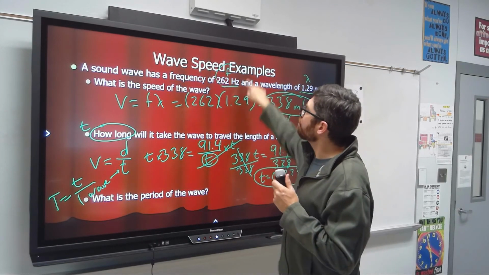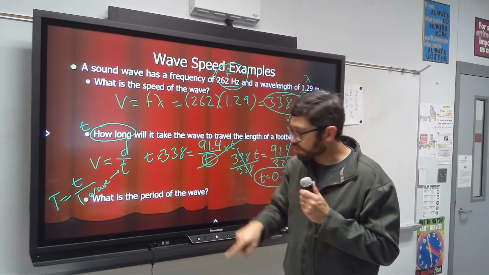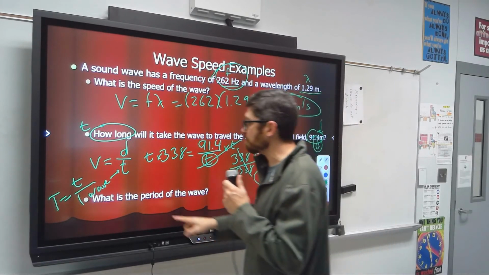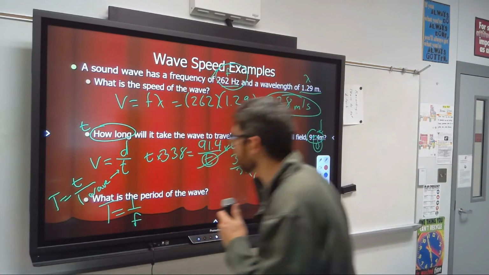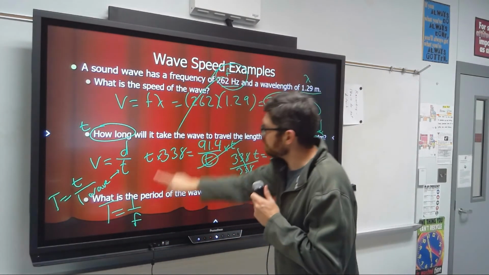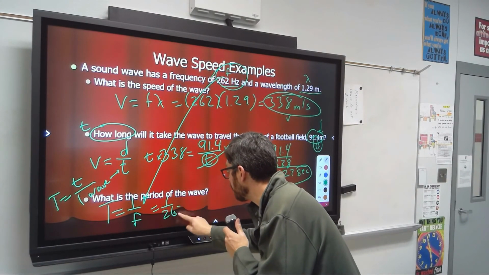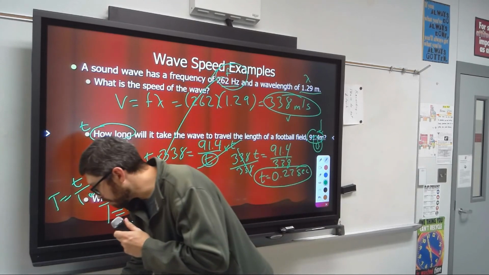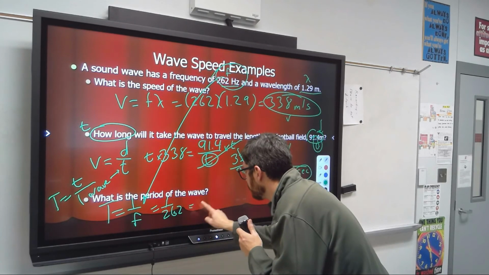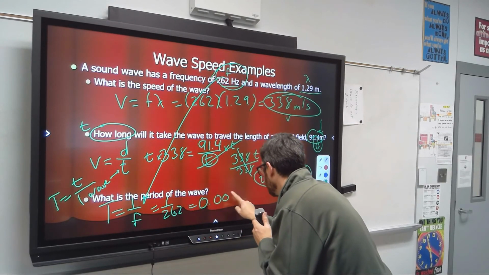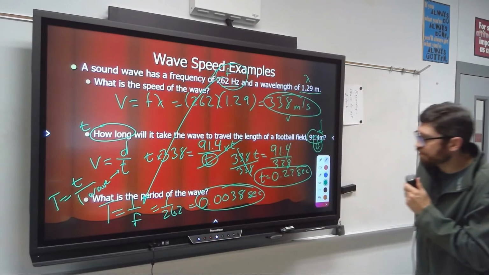What we do have is the frequency. Remember, period and frequency are very closely related. As a matter of fact, they're inversely related, and they are inverses of each other. So to calculate the period here, all we have to do is 1 over the frequency. 1 divided by 262 gets plugged in right here. And that, as you can see, is going to give us a very small number, 1 over 262, 0.0038. And we can leave that right there, 0.0038 seconds.